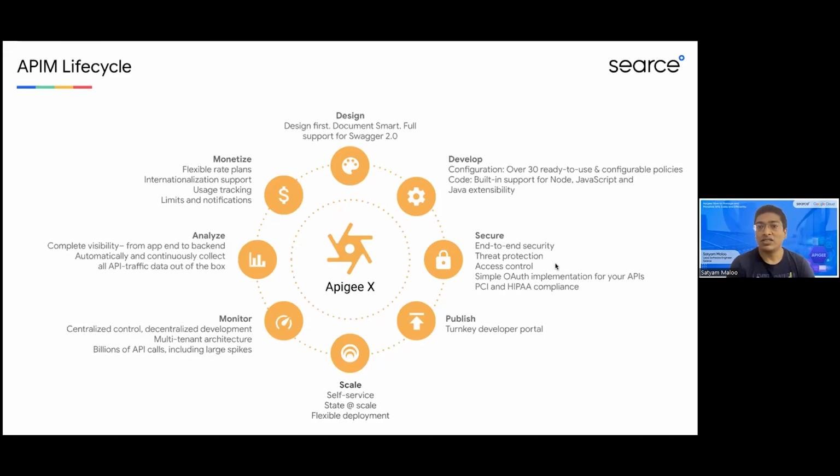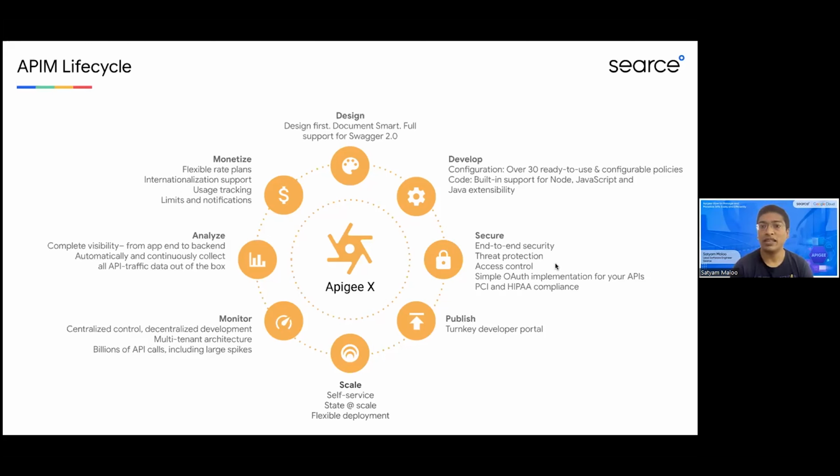Next is security. Like we have mentioned before, we give you end-to-end security, threat protection, and access control. You can implement OAuth, along with PCI and HIPAA compliance. All that is done. You can do rate limiting, you can do caching. So all that you can do with Apigee.